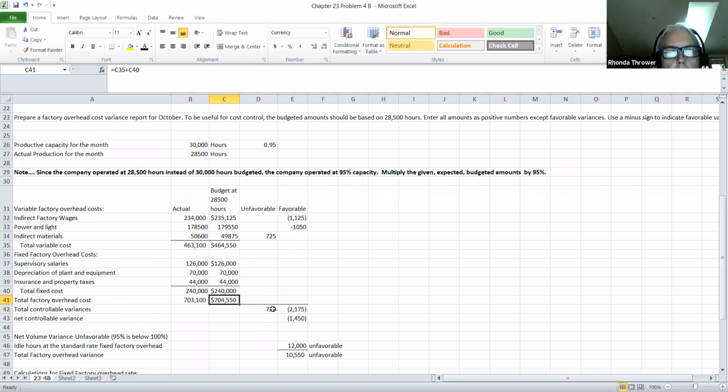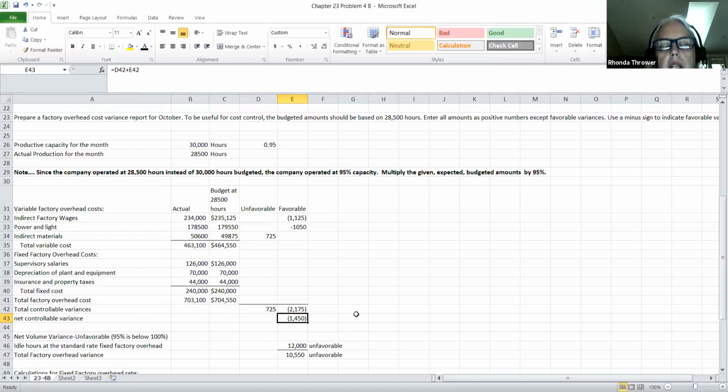Now, right here, they're asking you for the total controllable variances that were unfavorable. So you just add this column up, and the total controllable variances that were favorable, you combine these two together, and that gives you 2,175 that's favorable, which you combine with your unfavorable variance to get an overall net amount of the controllable variance at 1,450. So this is your net amount right here of your controllable variance. These two were added together here to get that.